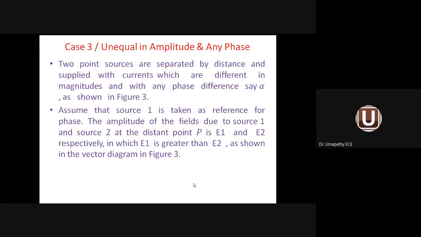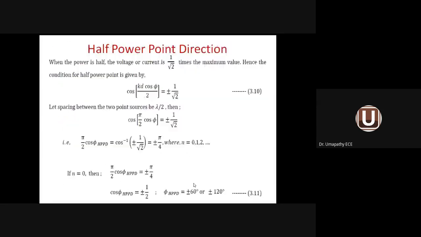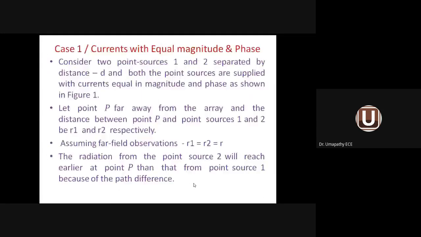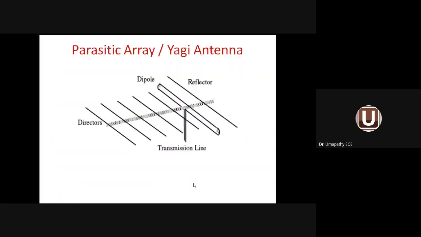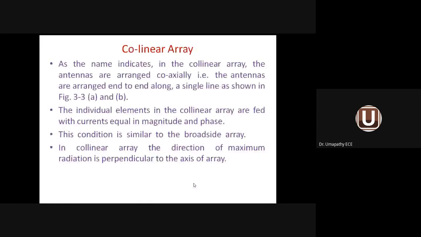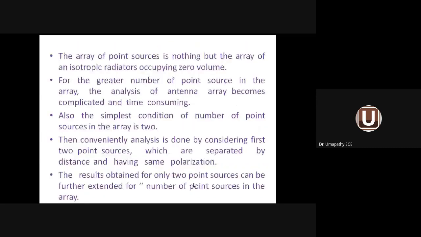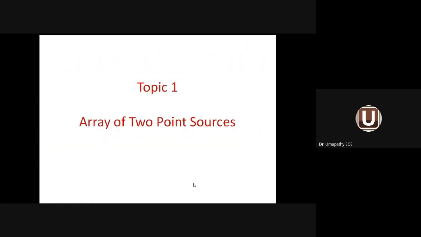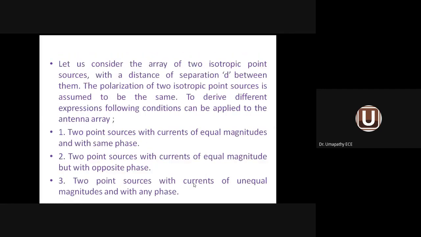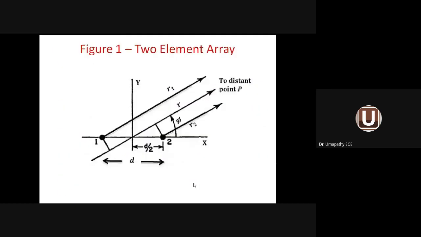So H phi, E theta and the vector potential are the equations concerned with the radiation from a half-wave dipole or monopole. In this unit, we started with the introduction to antenna arrays and types of antenna arrays. Then we came to the array of 2 point sources, also called the 2-point uniform linear array. Here 3 cases are there. For each case, we determine the maxima direction and minima direction, and we were able to draw the radiation pattern for all the 3 cases.